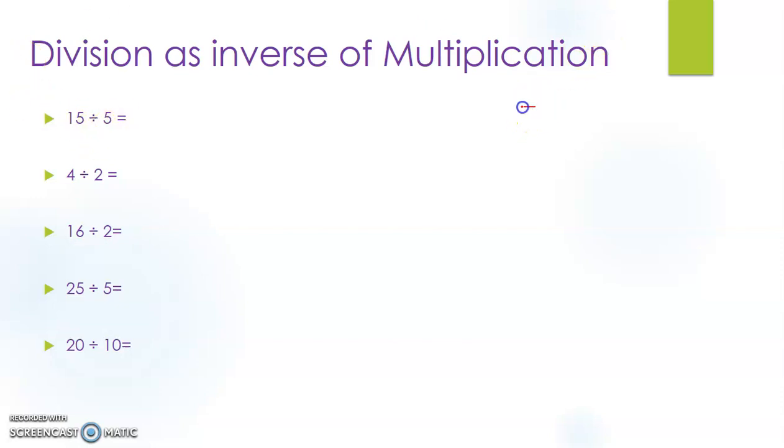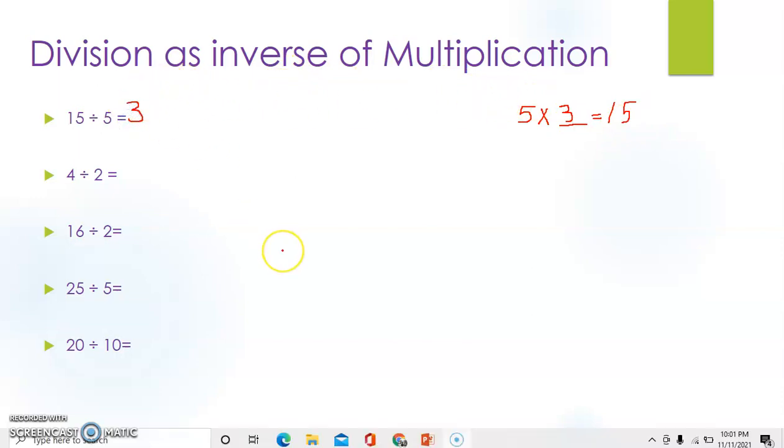Find a number which when multiplied by 5 will give you 15. 5 into 3 is equal to 15. So from this, 15 divided by 5 is equal to 3.